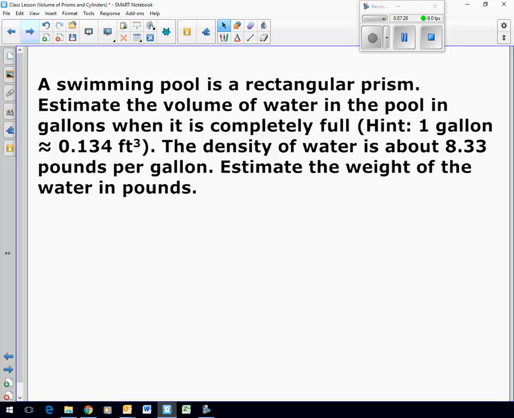Yeah, we do problems like this, and they're converting units of measurement. All right, check it out.